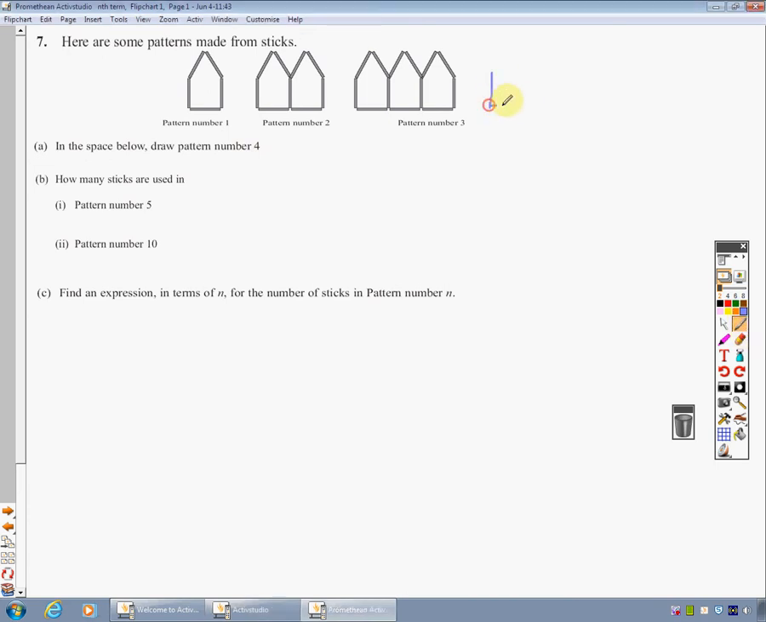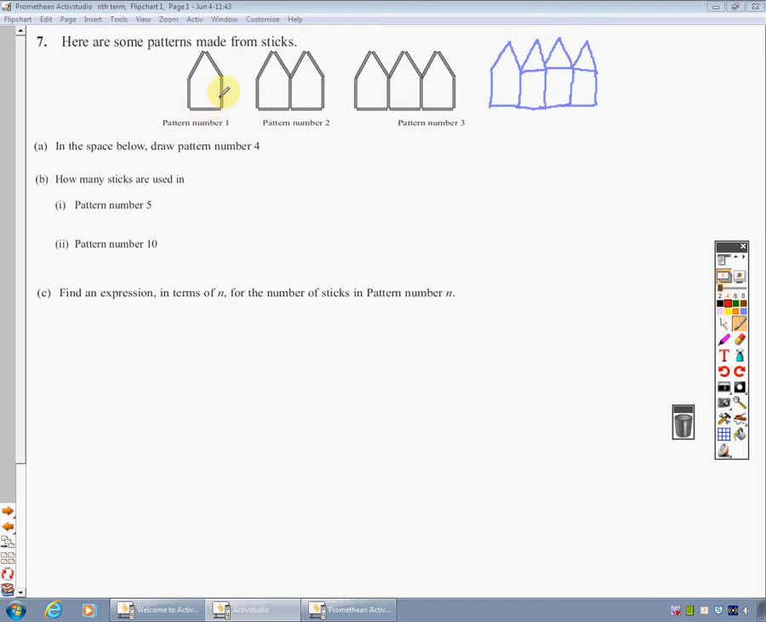So I'm now going to try and neatly draw the shape that I know will make the fourth pattern, and there it is. I'm now also going to write down the number of matchsticks used in each of the patterns. This will help me tremendously in a minute.